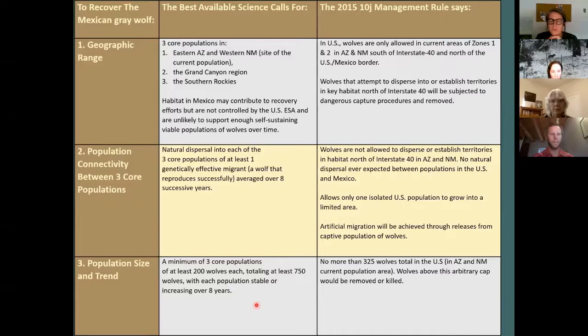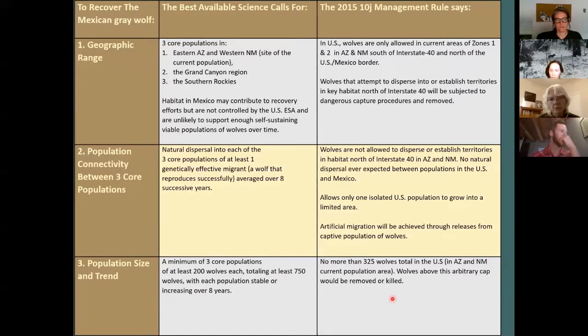The population size and trend in the best available science also says that there should be a minimum of these 3 core populations, and each one has a minimum of 200 wolves. So basically ranging in flexibility from 200 wolves to up to 350 wolves. Overall, these 3 core populations should total at least 750 wolves, with their populations each stable or increasing over 8 years for Mexican wolves to be considered eligible for potential downlisting or delisting under the Endangered Species Act.